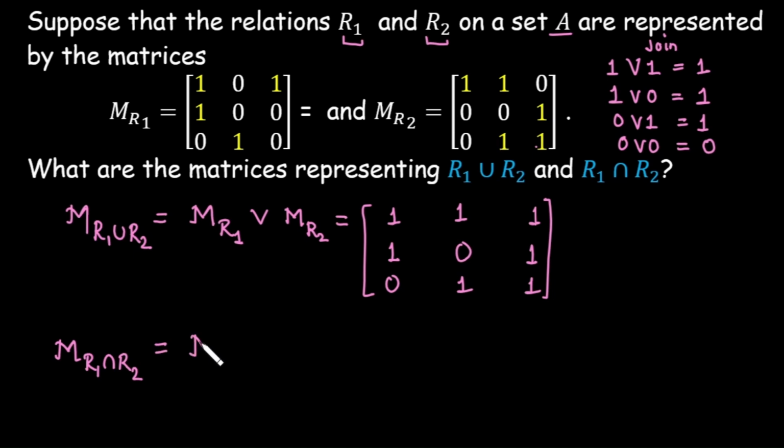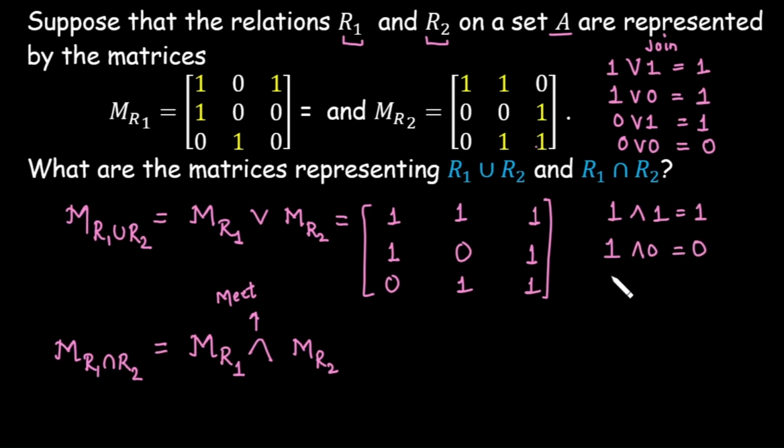How? For that, we take the matrix representation of R1 and the matrix representation of R2. We club them with the help of the meet operator. This is called the meet operator in Boolean algebra. When we say 1 meet 1, that is equal to 1, 1 meet 0 is 0, 0 meet 1 is 0, 0 meet 0 is 0. This is similar to the AND operator. Apply the same concept, but element-wise.